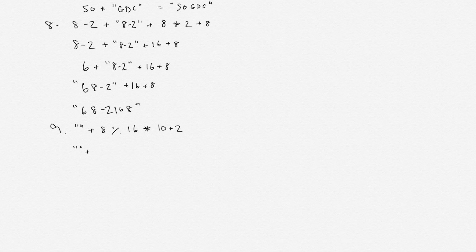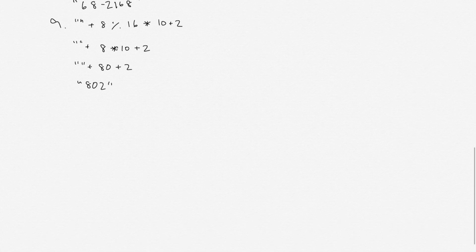So quotes plus 8 times 10 plus 2. We first evaluate the multiplication sign, so we have double quotes 80 plus 2. And because now we just have plus signs and they're preceded by quotes, we concatenate this. So our final answer is 8, 0, 2, and this is a complete string.